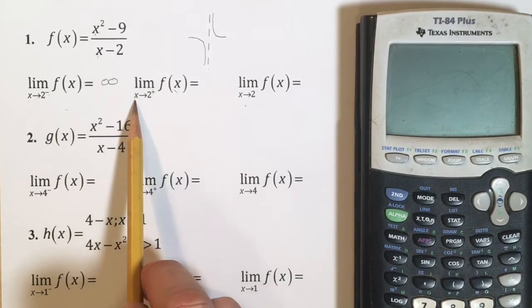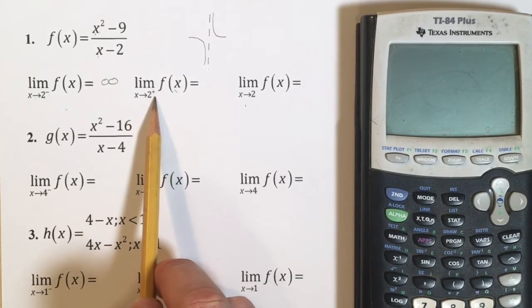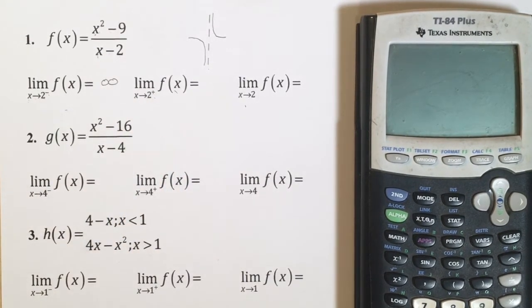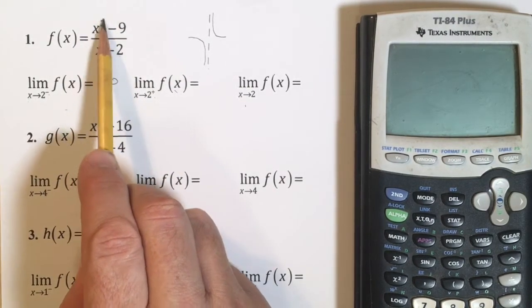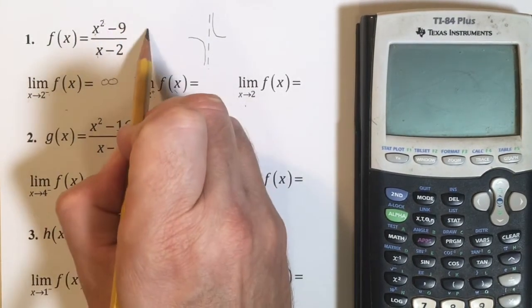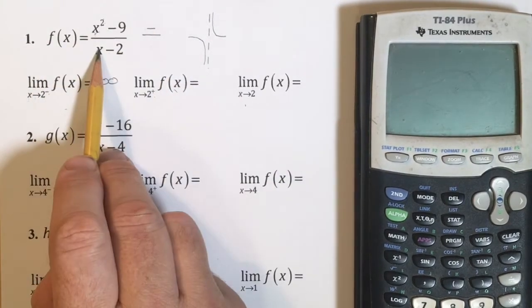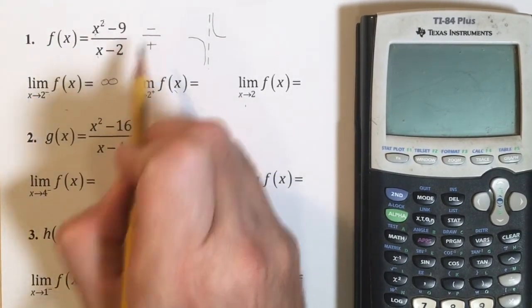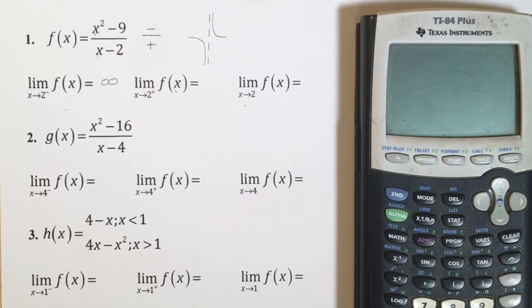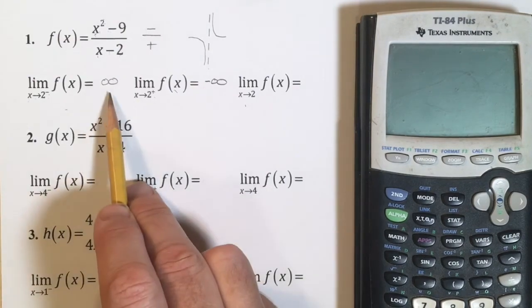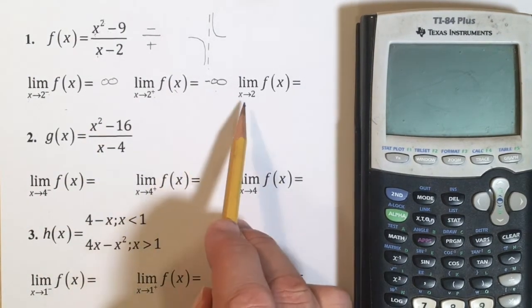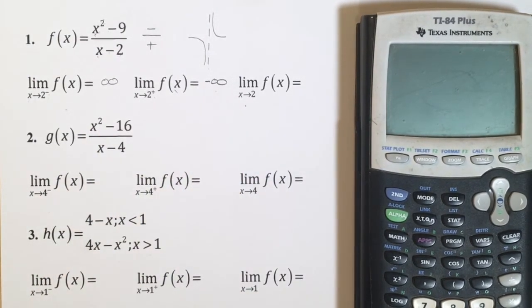To consider the limit as x approaches 2 from the positive side, let's consider what would happen if we plugged 2.1 in. 2.1 squared is approximately 2 squared, or 4, minus 9, which is negative 5. And 2.1 minus 2 is positive. Well, a negative divided by a positive is a negative, so the limit as x approaches 2 from the right-hand side must be negative infinity. The one-sided limits do not match, so of course the limit as x approaches 2 does not exist.